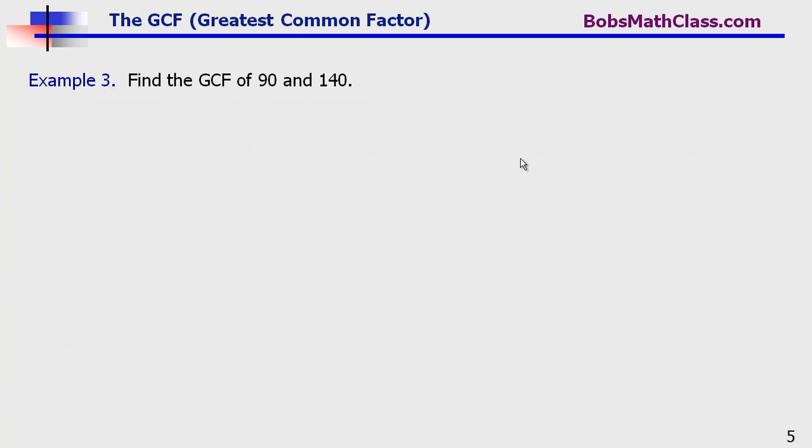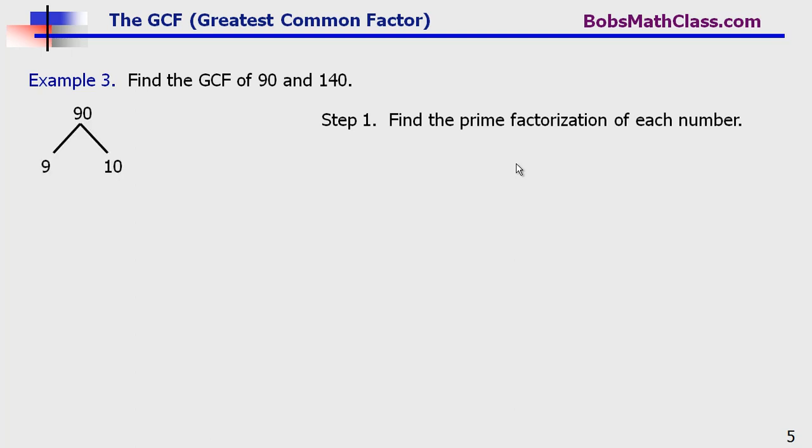Oh, this is looking good. Find the GCF of 90 and 140. Let's start with the prime factorization. 90 is 9 times 10. 9 is 3 times 3. 10 is 2 times 5. And 140.